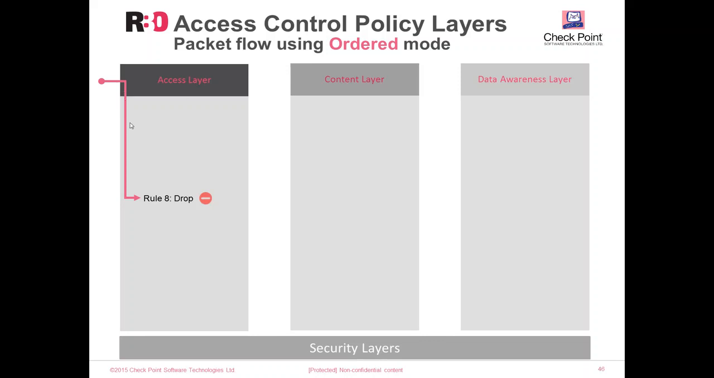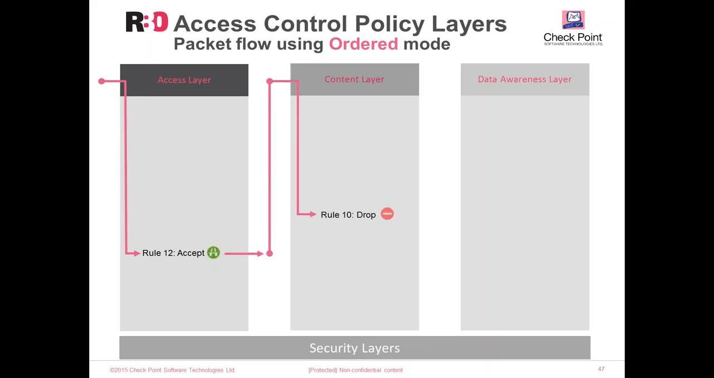So in the first example, we're going to have a packet being inspected by the access layer rule base, and it's going to match rule number 8, and in this rule it's just going to be dropped, so no further inspection needs to be done. In the second example, the packet is going to match rule number 12, and it's going to be accepted. Therefore, it's going to move forward to the next ordered layer and be inspected from top to down, and in this case it's matching rule number 10, and it's going to be dropped.